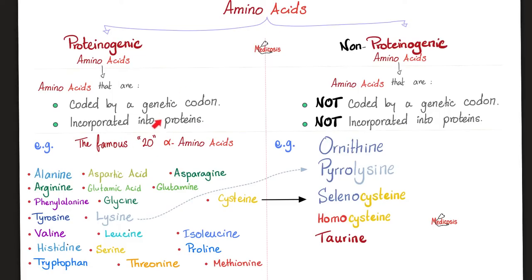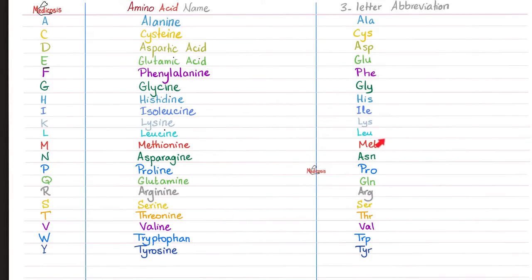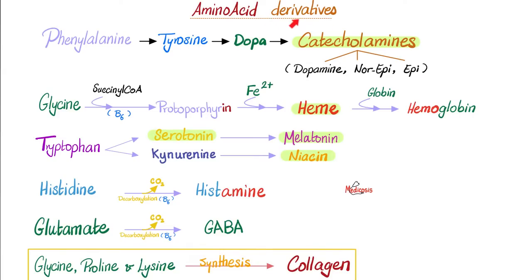Amino acids are only 20, right? No. There are 20 proteogenic amino acids in the human body. But there are other amino acids, of course, such as the famous homocysteine, ornithine, taurine, and much more. Here are the 20 proteogenic amino acids. Each one has a name, a one-letter abbreviation, and a three-letter abbreviation. Pause and review. Let's talk about the derivatives that can come from amino acids.